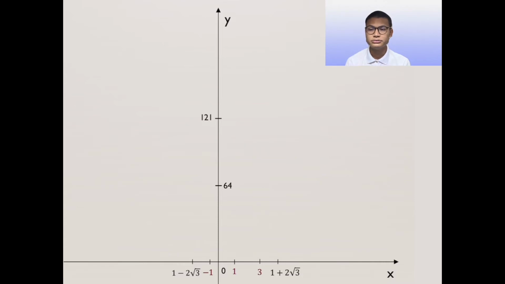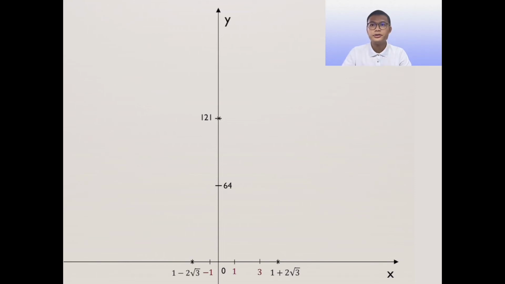For now, I would like to continue to the second part of the presentation, which is about the graph sketching. To find the x and y-intercepts, we substitute the y and x values equal to 0. First, we find the x-intercepts. We substitute y equal to 0, and then we get x equal to 1 minus 2 root 3 and 1 plus 2 root 3. So the x-intercepts lie at (1 minus 2 root 3, 0) and (1 plus 2 root 3, 0). As for the y-intercept, we substitute x equal to 0 and get y equal to 121. So the y-intercept lies at (0, 121).